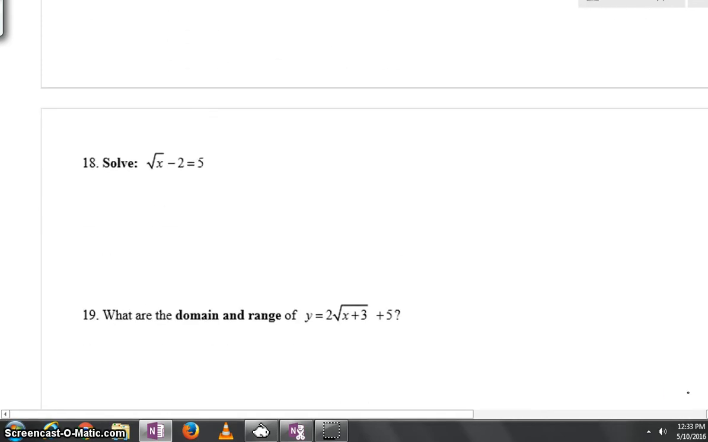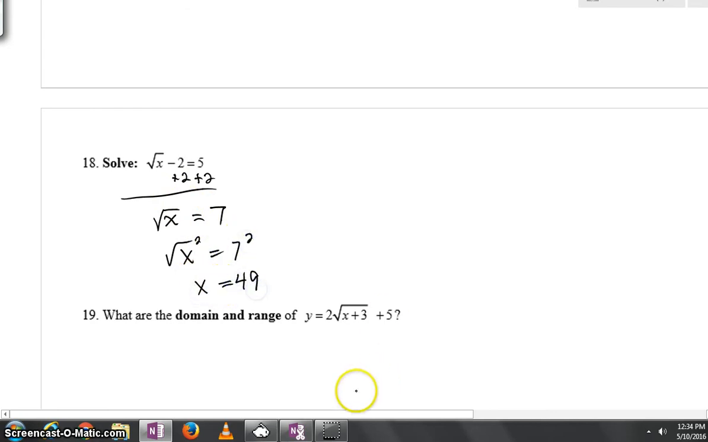Take a look here at number 18. Number 18, we can add a 2 to both sides. We'd have radical x would equal 7. Now what? Well, square both sides. 7 squared would get you 49.